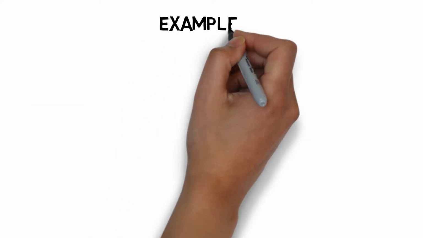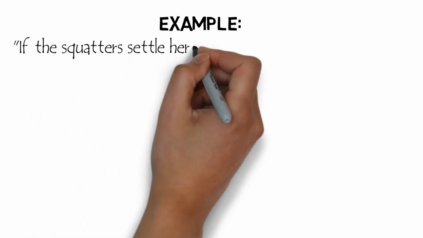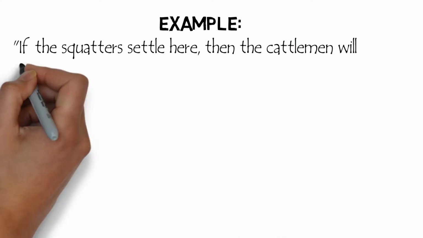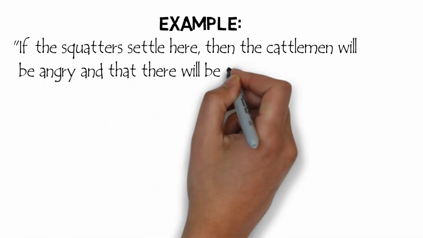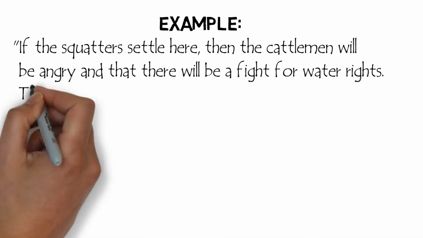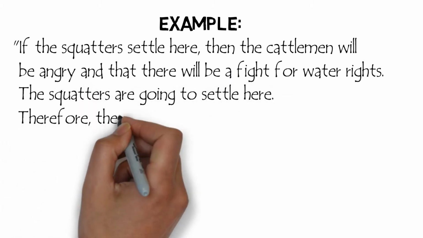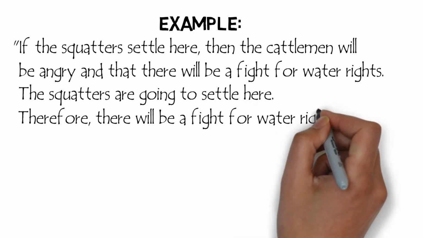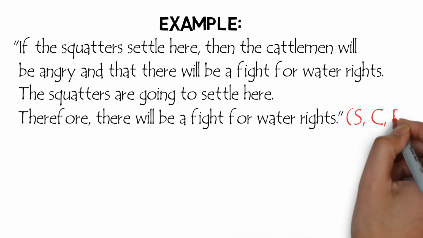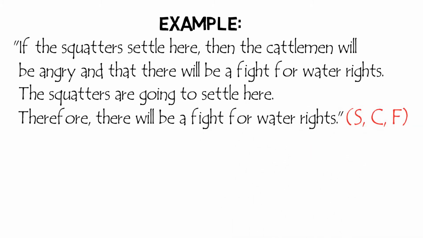Let's consider this example. If the squatters settle here, then the cattleman will be angry and there will be a fight for water rights. The squatters are going to settle here. Therefore, there will be a fight for water rights. S, C, F. Now, how do we determine the validity of this argument?